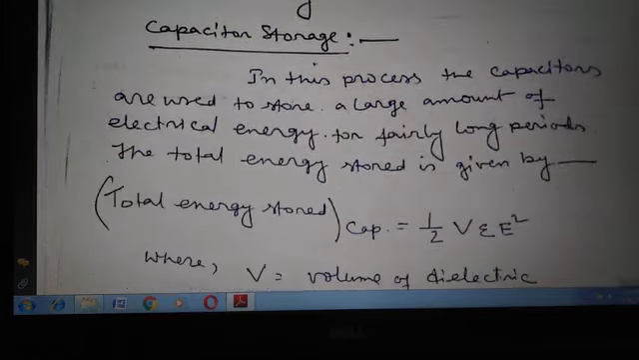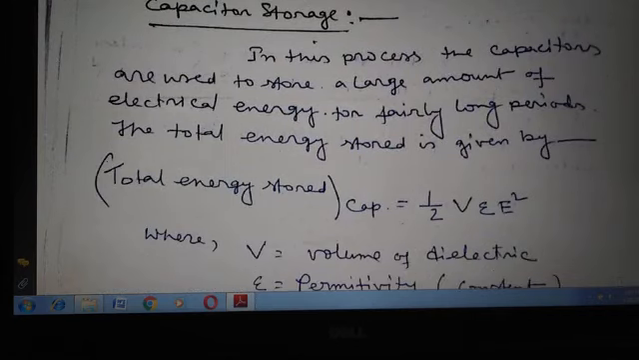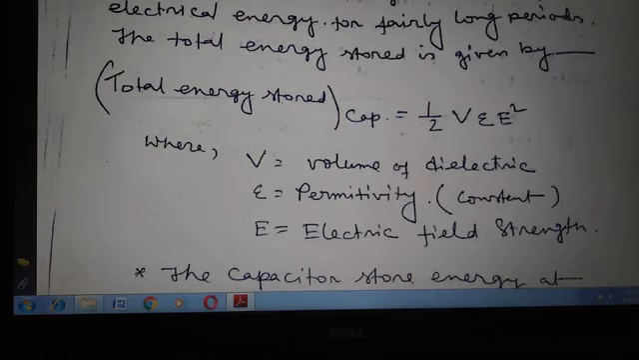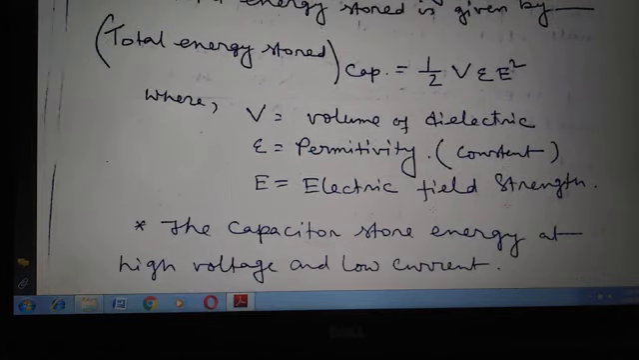Now, the capacitor storage system. In this process, the capacitors are used to store a large amount of electrical energy for fairly long period. The total energy stored is given by Ecap equals half V epsilon E square, where V is the volume of the dielectric, epsilon is the permittivity, that is constant, and E is the electric field strength. The capacitor stores energy at high voltage and low current.